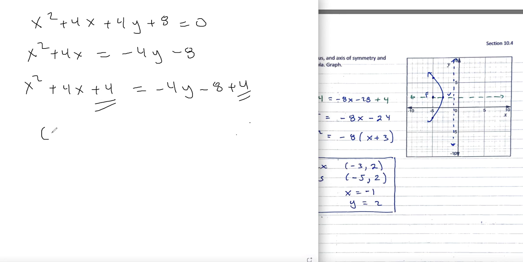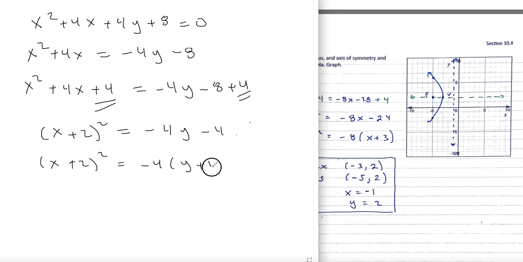And then now I can factor this, so I have x plus 2 quantity squared equals negative 4y, and minus 8 plus 4 would be minus 4. And again, we got to have it in this form where we've factored out the common factor and we have just a plain variable here. So that tells me I need to take a negative 4 out of this side. And then watch that sign right there when you factor out a negative, because the sign has to change so that when you distribute back, it stays negative. So that would make it negative 4.